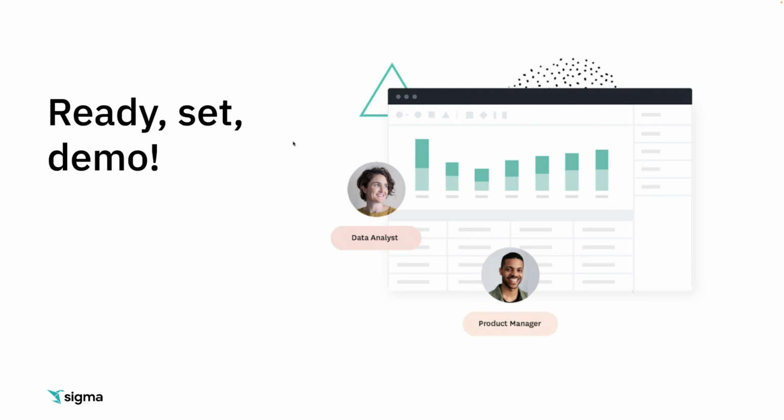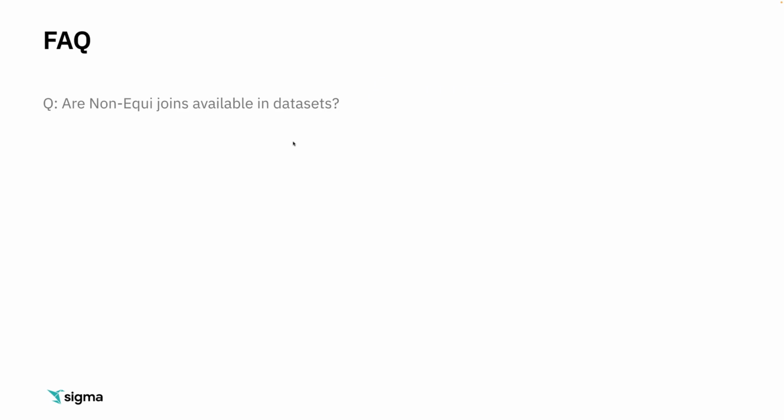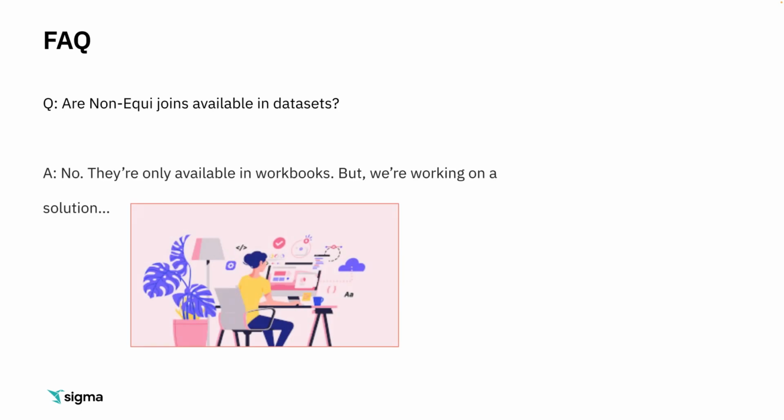Okay, so that covers non-equi joins. And let's take a look at the questions we get asked here. So a lot of people use data sets. Data sets are a great way in Sigma to do data modeling, to do things like joins ahead of time and materializations and pre-computing formulas and filtering data. So the question is, are non-equi joins available in data sets?